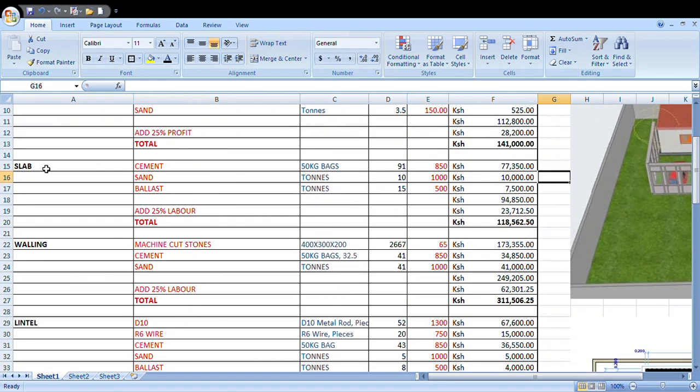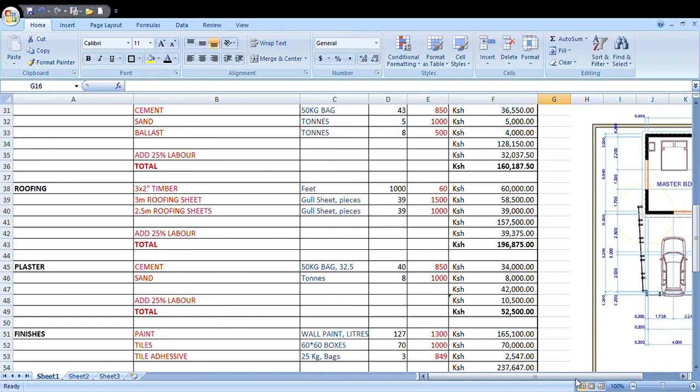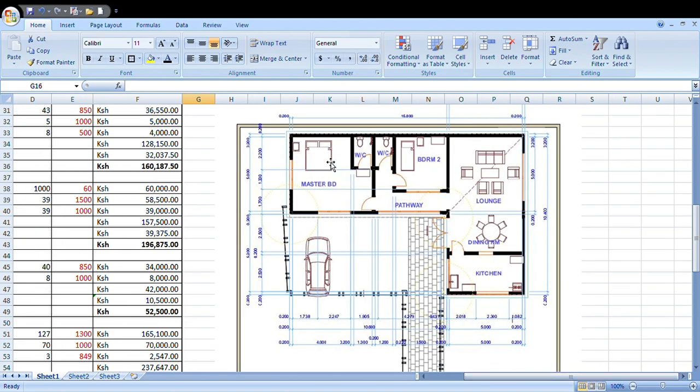So let's go to the slab. We have cement, sand, and ballast at a ratio of 1 to 2 to 3. Considering the total area of this slab, you calculate the area and multiply by the thickness of 150 millimeters, and then you calculate the quantities using the ratio of 1 to 2 to 3. That's how you get the ratio of cement to sand to ballast.